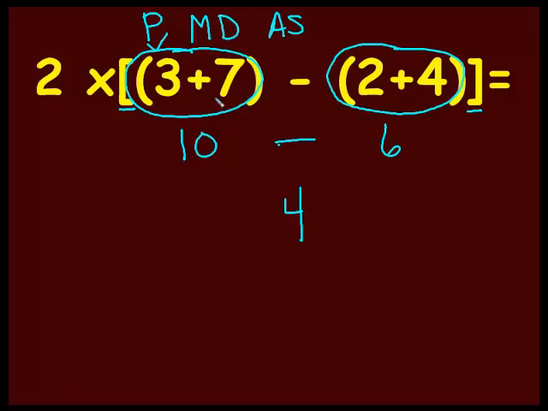Once I've done everything in the bracket, I can get the rest of the number sentence and put it back into the problem. So I had that 2 times 4 that I joined back in. My answer for all of this was 4, so 2 times 4 equals 8.